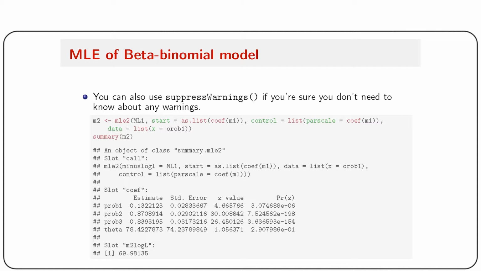So here is an M2 that has been defined. So mle2, start as dot list, coef of beta 1, control equals list, parscale is coef of beta 1, data equals list, x equals ORO B1, and summary of M2 comes out like this.